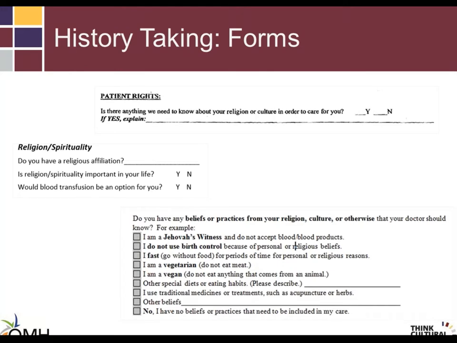This last example goes even deeper into patient history. Do you have any beliefs or practices from your religion, culture, or otherwise that you want us to know about? For example, that you're a Jehovah's Witness and that you will not accept blood or blood products, that you do not use birth control because of personal or religious beliefs, that there is fasting going on for periods of time for personal or religious reasons, that an individual has chosen to be vegetarian or vegan or has other special diets or eating habits. All of these things can simply be added to an intake form to allow for additional information to be gleaned, and you can ascertain the importance of this information for your individual patients.